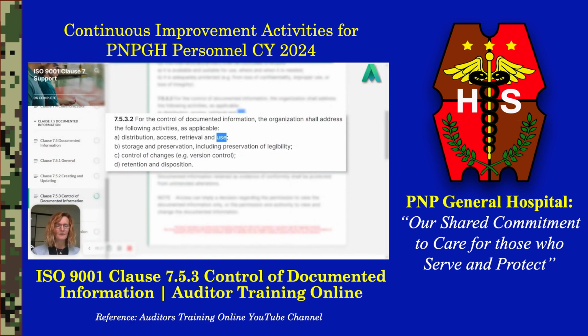Is it clear? Then there's B, storage and preservation, including preservation of legibility. This is actually very similar to what I talked about up here with protection. I used that example of what looked like training records that hadn't been stored adequately or preserved. As a matter of fact, they'd been quite damaged by the weather and rain. So that covers legibility as well.